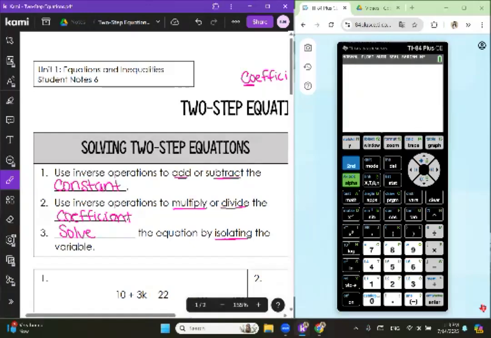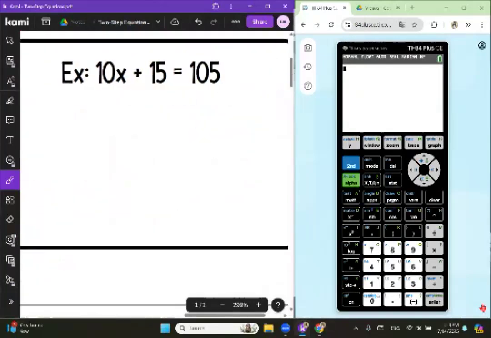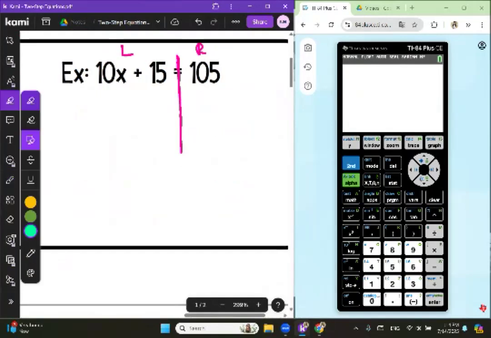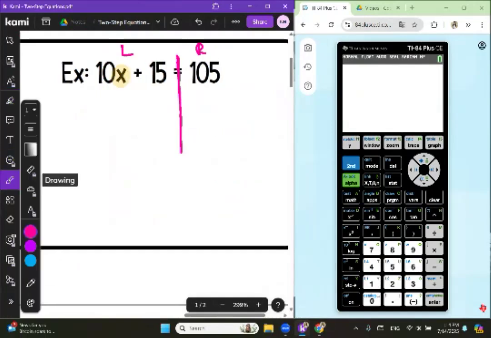Okay. So let's look at this first example. Just like the last lesson, you're going to separate into left and right sides. Our variable is on the left side, so both numbers that we need to get rid of, because it is a two-step equation, move to the right side. 105 is already on the right side, so we're going to ignore that one.